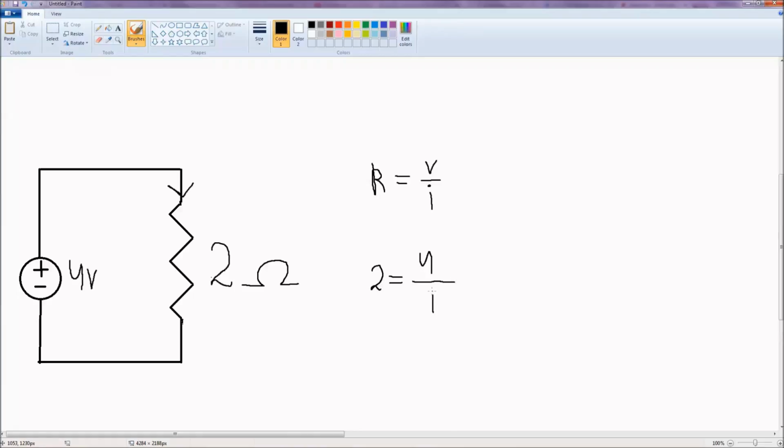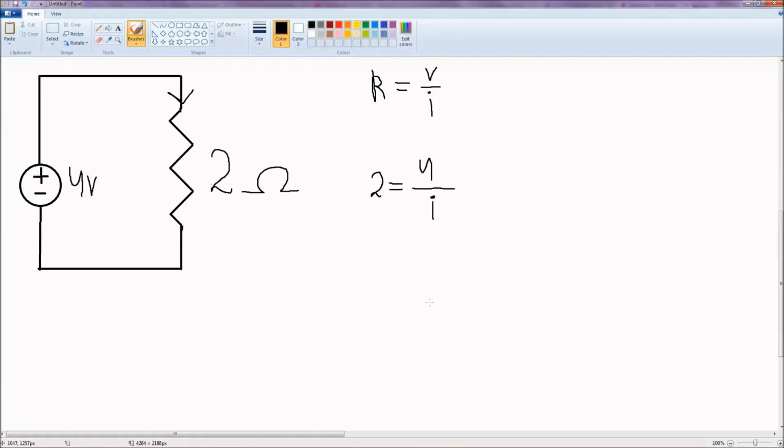which is divided by I, which we don't know and need to find, the current. We can do this by multiplying both sides by I. We will get 2I equals 4, and from here if we solve for I, which means dividing by 2 both sides, I equals 4 divided by 2, which means that we have a current of 2 amperes.